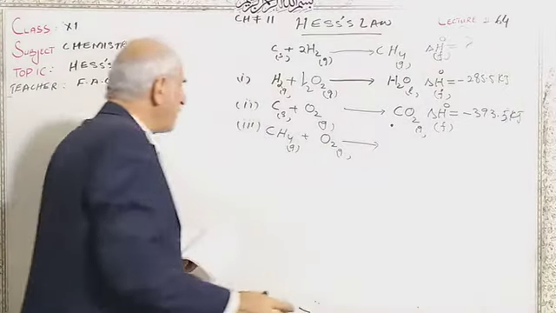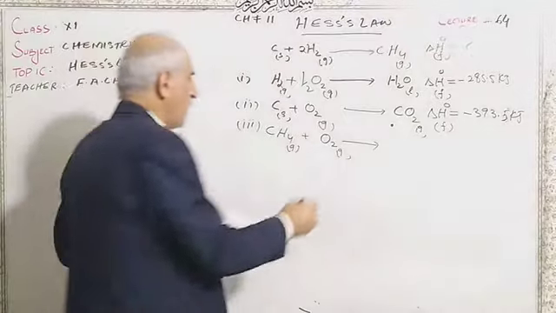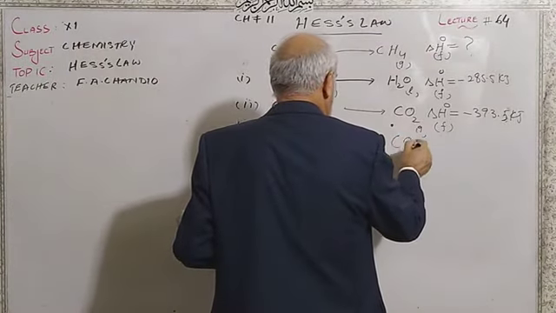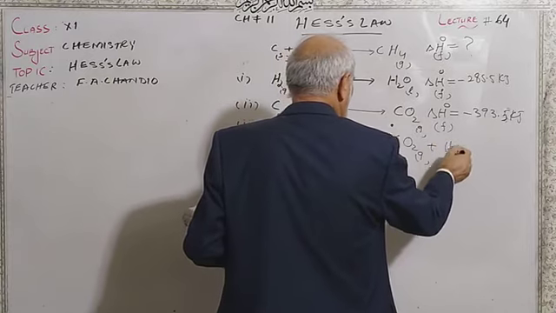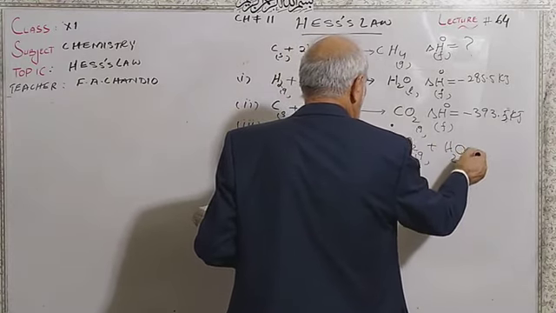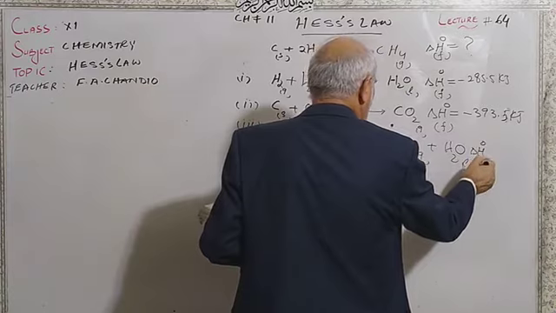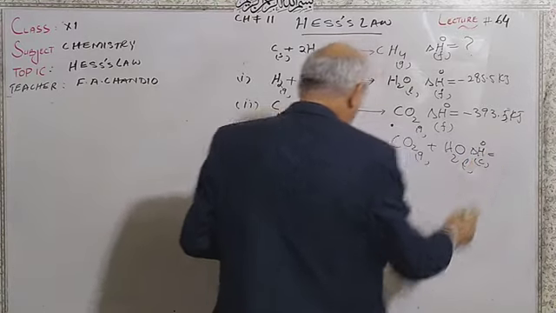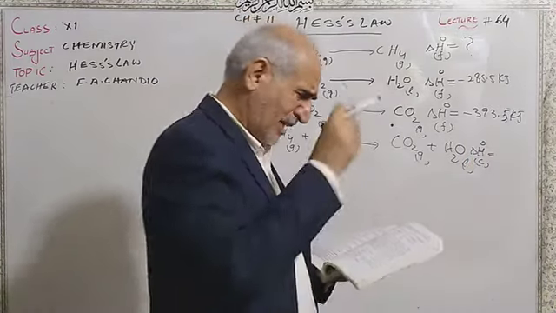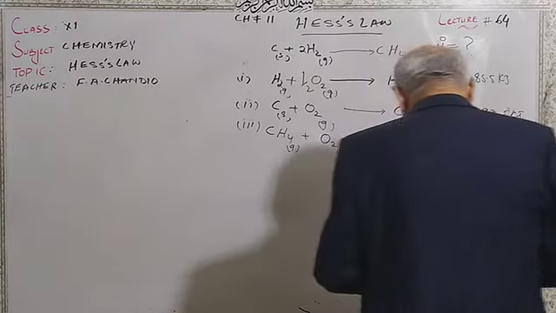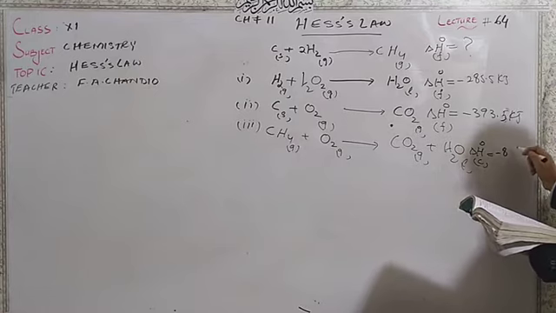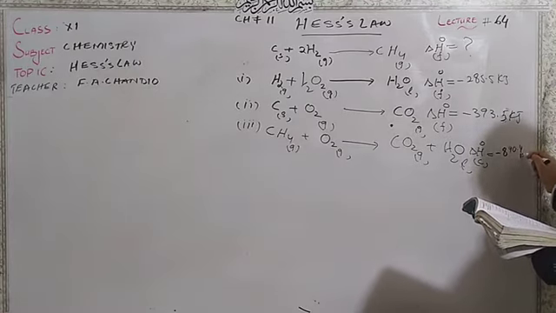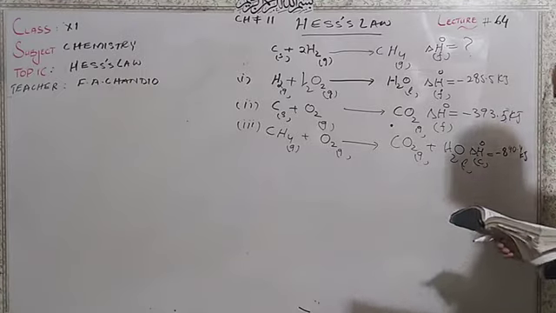Combustion is when the fuel is burned completely to form carbon dioxide gas and water, and the data for the combustion will be provided, and that is minus 890.4 kilojoules.